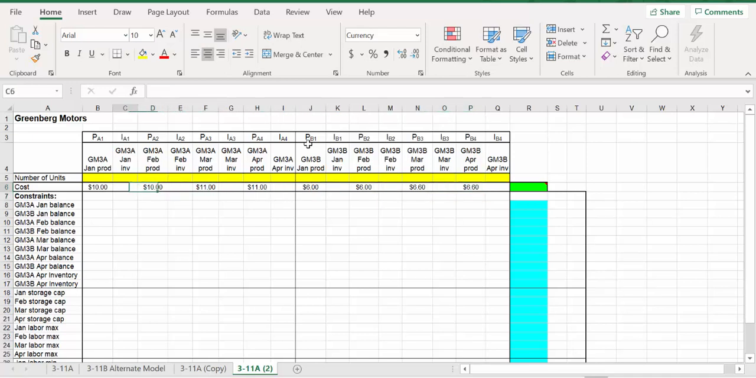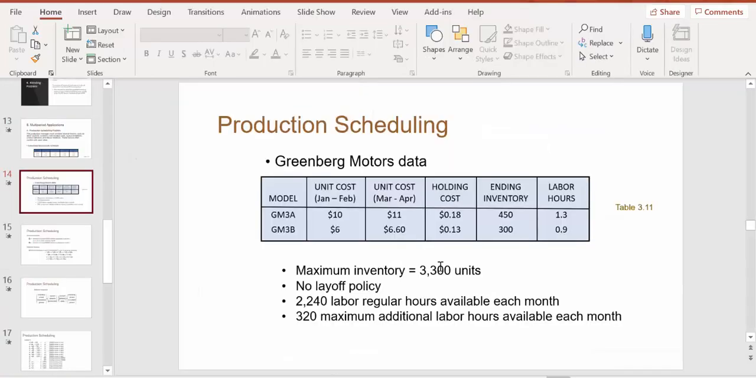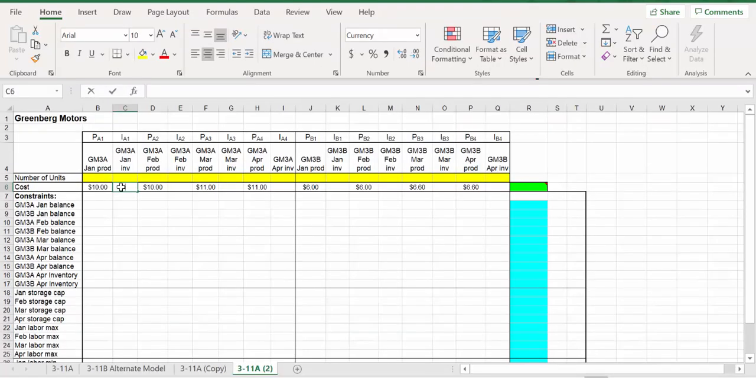Now for inventory, there are some associated costs for inventory. We can take a look here. This is the holding cost for inventory. It's slightly more for the Model A motor, and for the Model B motor, it's 13 cents. So we'll put that in, and that's on a per unit basis. So we've got 18 cents here.